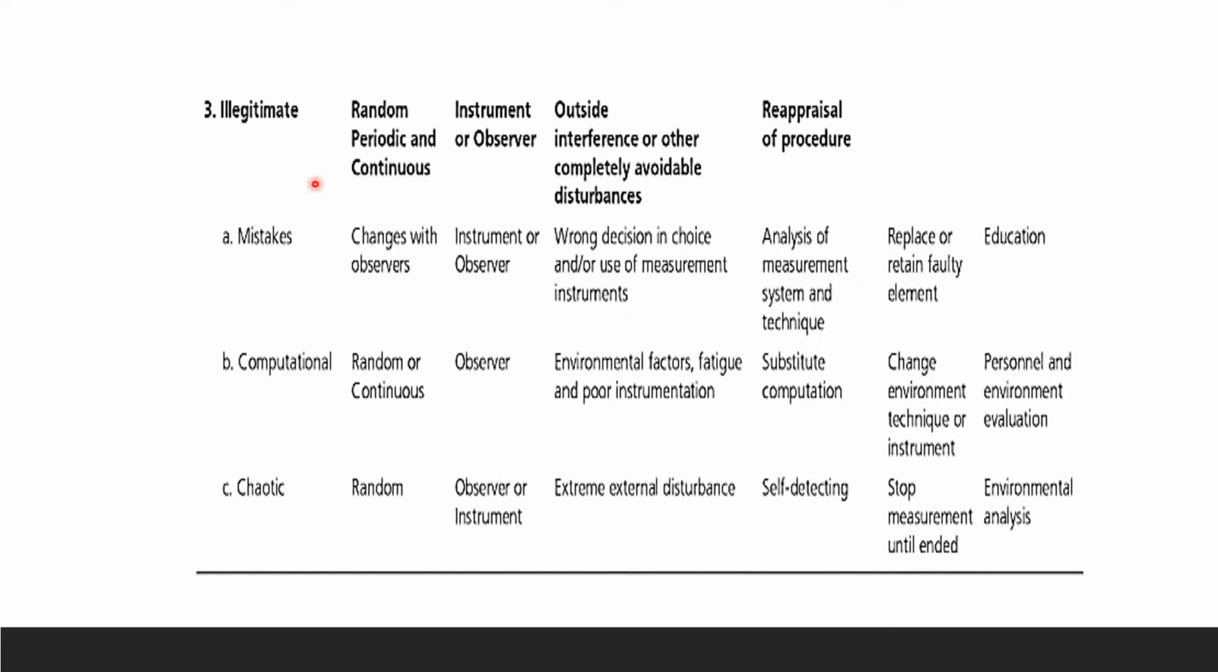Illegitimate error, there are three types of it. Illegitimate error is happening like random, sometimes periodic, and sometimes continuous. And you have your instrument or observer, okay? Then you have your outside interference or other completely avoidable disturbances. It causes the error. You can fix it by reappraisal of procedure. You do the same thing, and please study A, B, and C, the types of your error, and then the causes, okay, and then how to fix it.